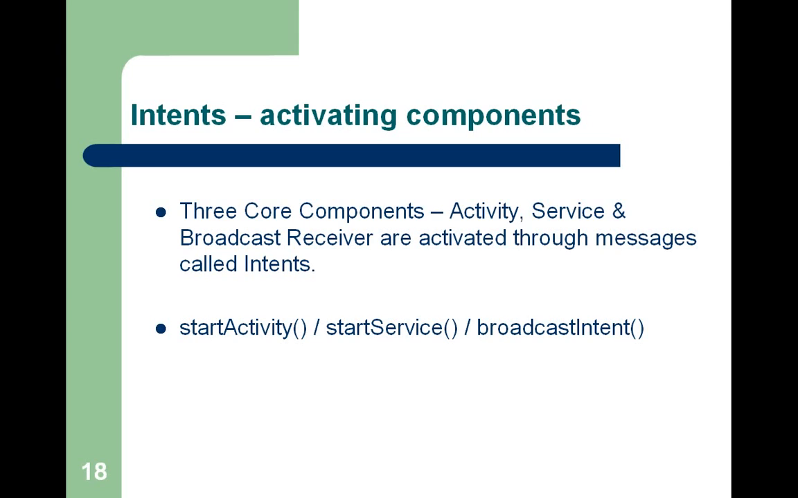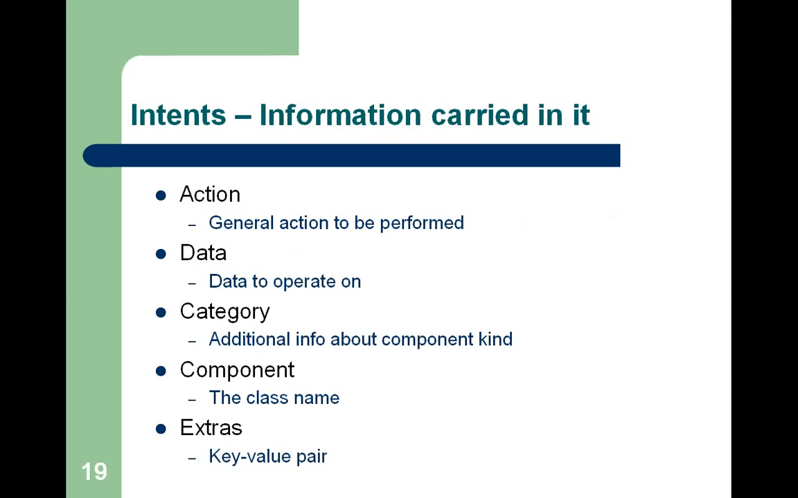Now, to activate these components, we use start activity, start service, or broadcast intent. Start activity, as the name signifies, is to launch an activity. Start service, or we can also have bind service, is used whenever you want to communicate with a background service, and broadcast intent is for the broadcast receiver component. In the case of the content provider, the fourth component, we already saw that we need to call the content resolver API to connect to it. So there is no activation as such required for a content provider.